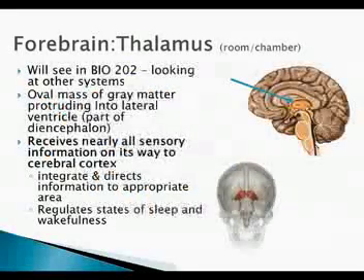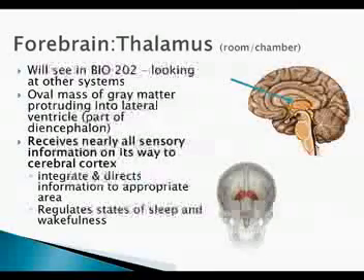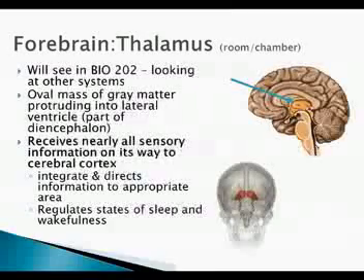All right, now we're going to get into some of these specific structures, and what I want you to be able to do is give me a very brief definition of the function, but be able to identify it. The thalamus is the first one we're going to start with, and thalamus means little room or chamber, and it's located within the corpus callosum.